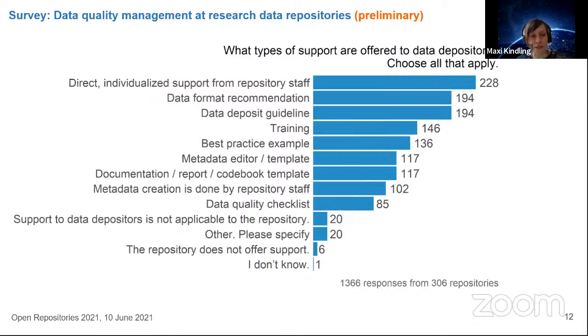With 228, more than two thirds of the repositories offered direct support from repository staff. 194 repositories indicated both, so providing data format recommendations as well as data deposit guidelines. One third of the respondents, 102, indicated that metadata creation is done by repository staff. We also find 85 repositories mentioning data quality checklists, which is, from our point of view, a very interesting subject of follow-up studies concerning data quality assurance and quality criteria.